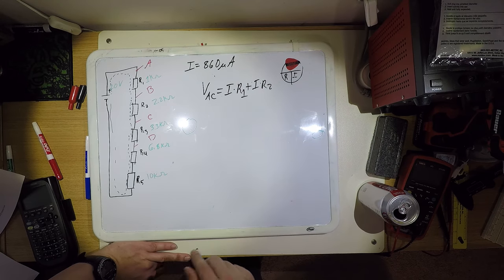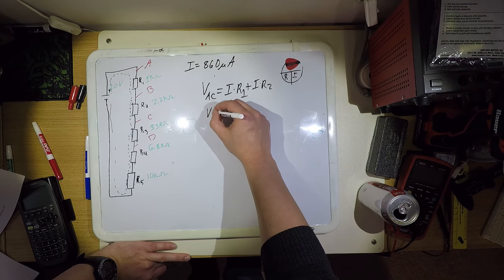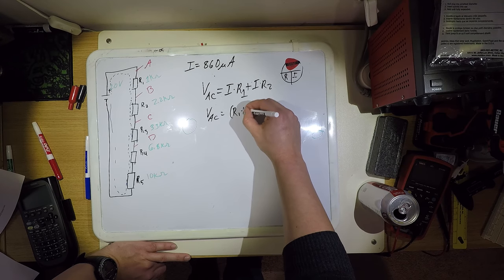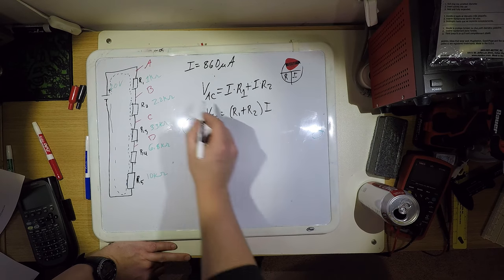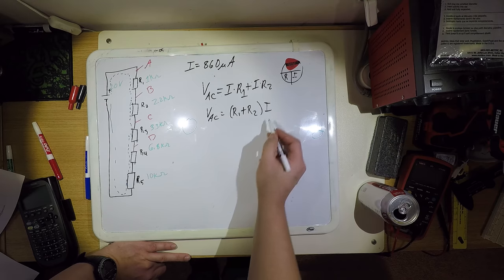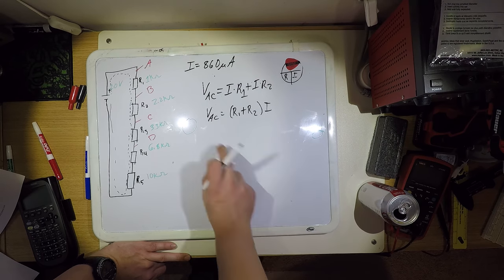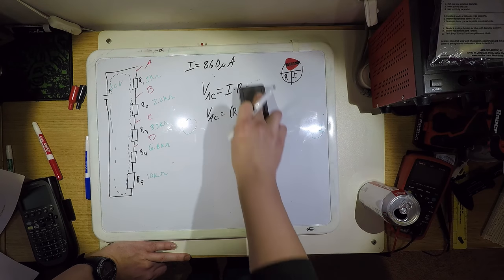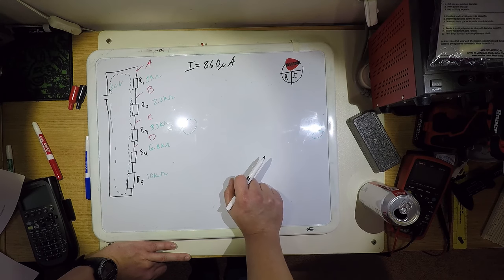There is also a very simple thing that you can do over here, and that is simplify. So you can factor out I. VAC is equal to R1 plus R2 times I. We know what R1 is. We know what R2 is. We know what I is. We already found that. So that is what VAC is going to be. I'm not going to do the calculation. The trickier part is, well, not exactly trickier, it's just a bit more of the same, is VB.